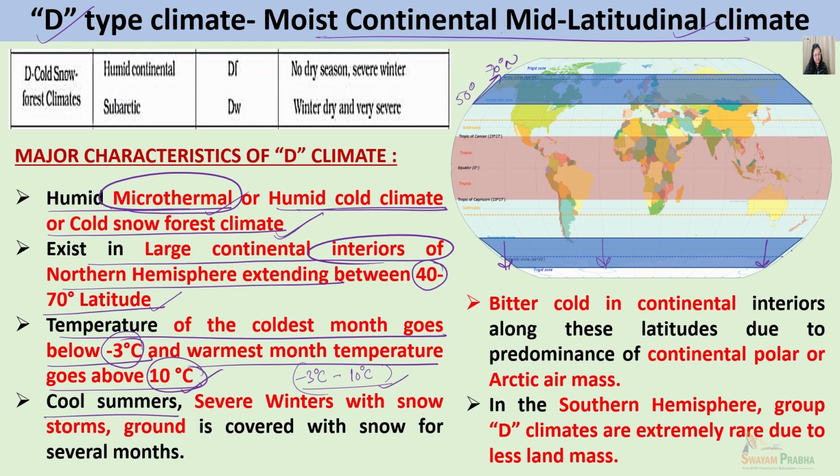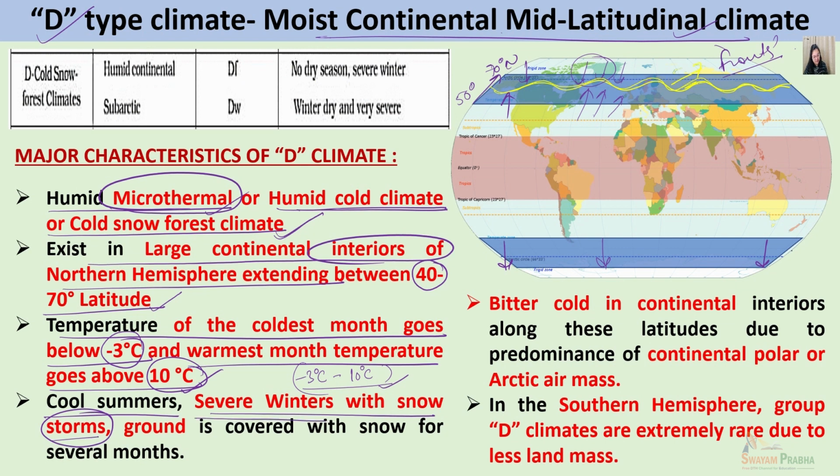Cool summers are experienced in these regions with severe winters with snowstorms. Why are snowstorms experienced in these regions? As you remember, these areas are also regions of extensive frontal activity. Okay, fronts are formed in these regions because of distinctive air masses. So very cold, chilly air masses come from the northern polar regions and they collide with the warm air masses coming from the equatorial regions, because of which these areas experience very dynamic climatic conditions with extensive frontal cyclone formation also in these areas.